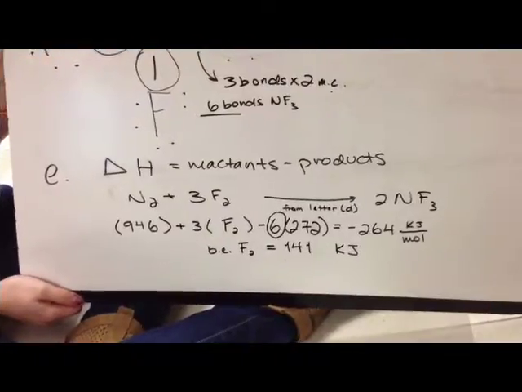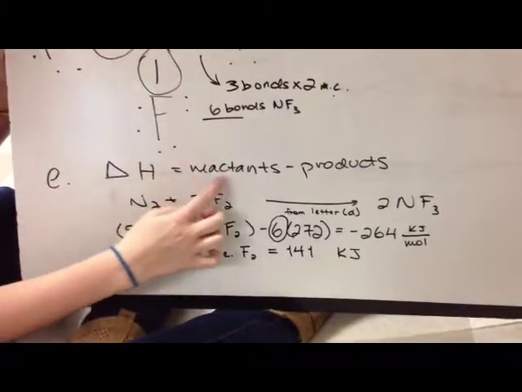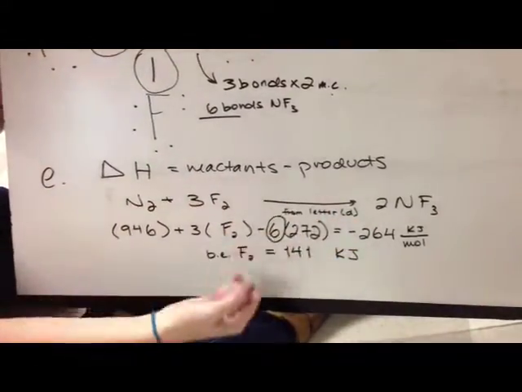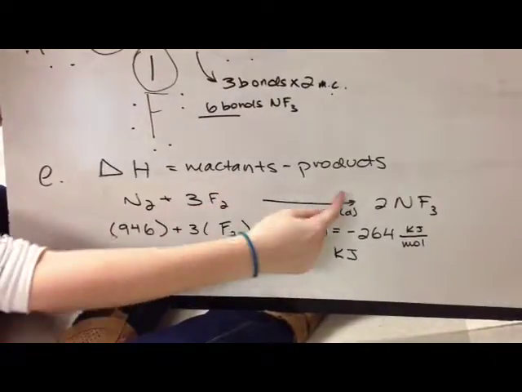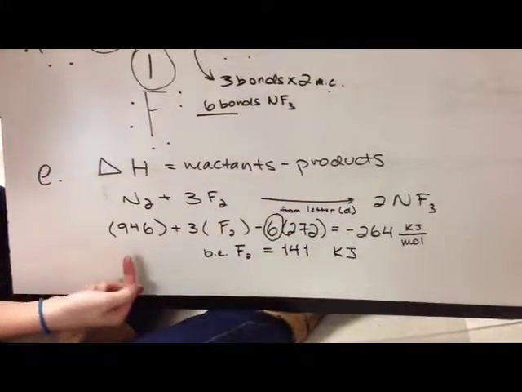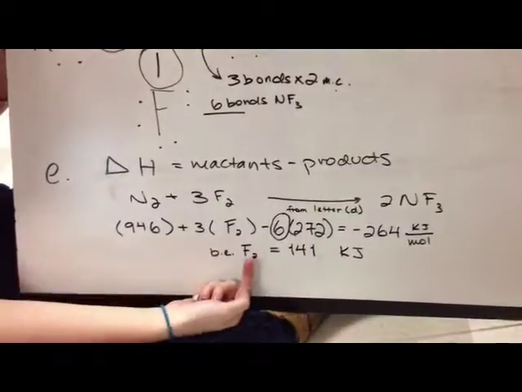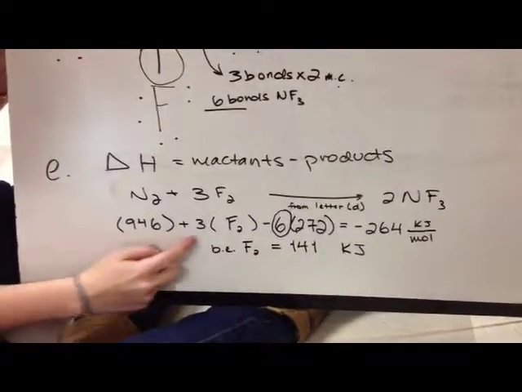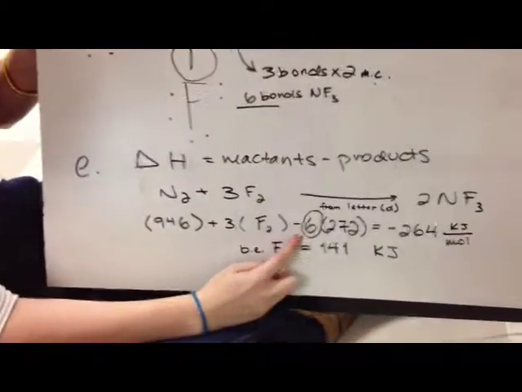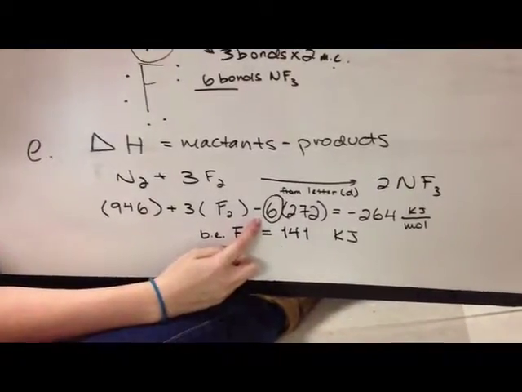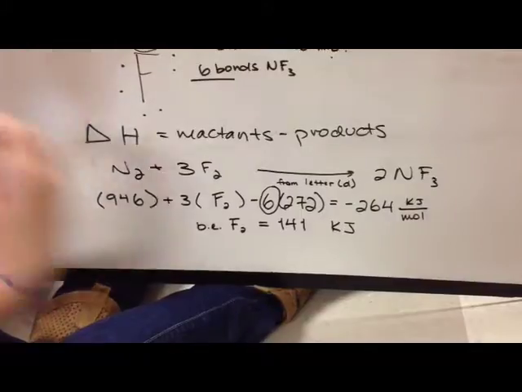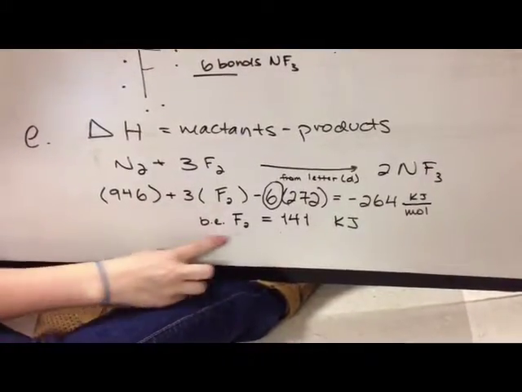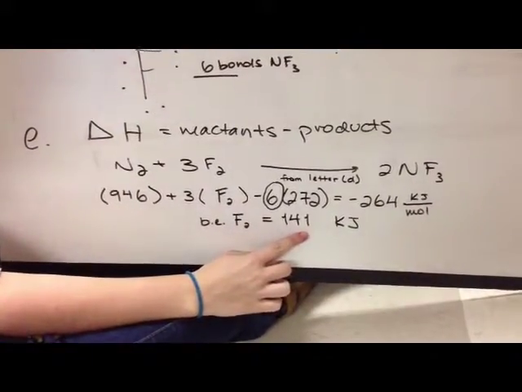For the last problem, it's your bond energies. It's your weird funky thing where it reverses the products and the reactants. So you're going to actually have to get the energy of the bonds broken minus the energy of the bonds formed. So you're going to take all those numbers from what you had, plug it in, do some algebra. Remember that 6 bonds of NF3 need to be put there from letter D. And then doing all the algebra out will come out to 141 kilojoules.